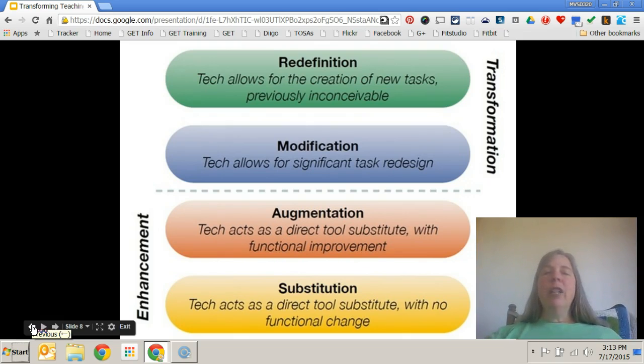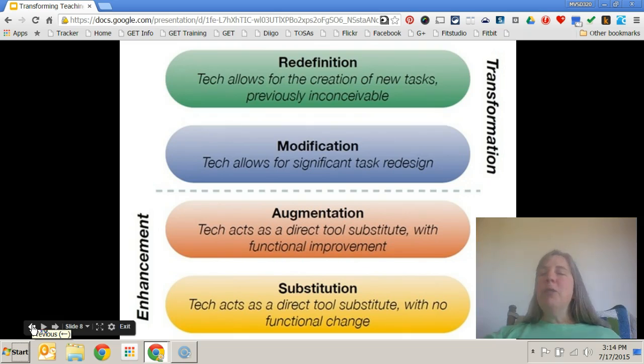So not necessarily look at it as a ladder where substitution is the worst and redefinition is the best, but as different categories, different silos maybe, as to where the technology that you're using in your classroom fits. And I would encourage you, if you find that most of what you're doing in your classroom is substitution, that you also find ways to do other things that maybe are above that line.